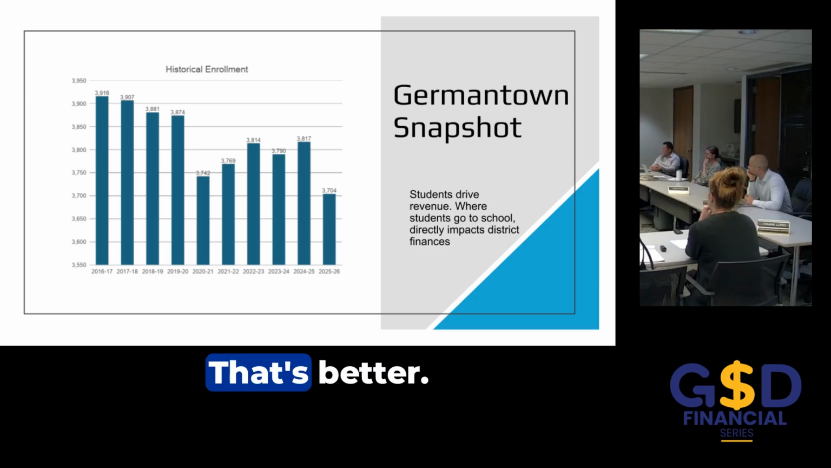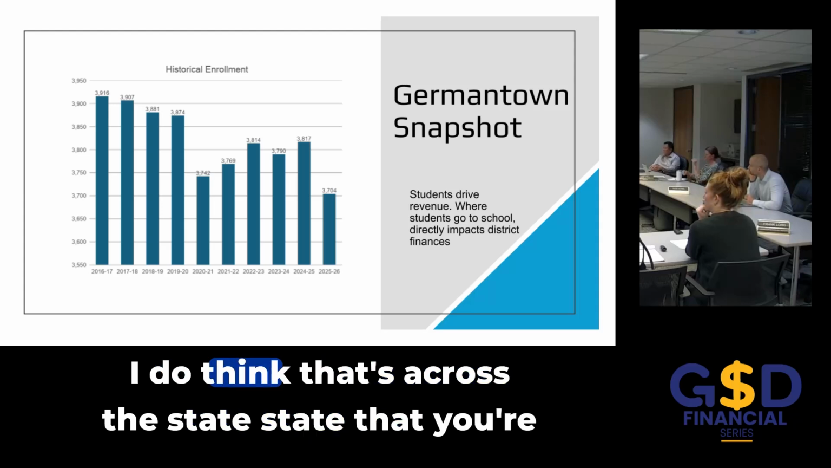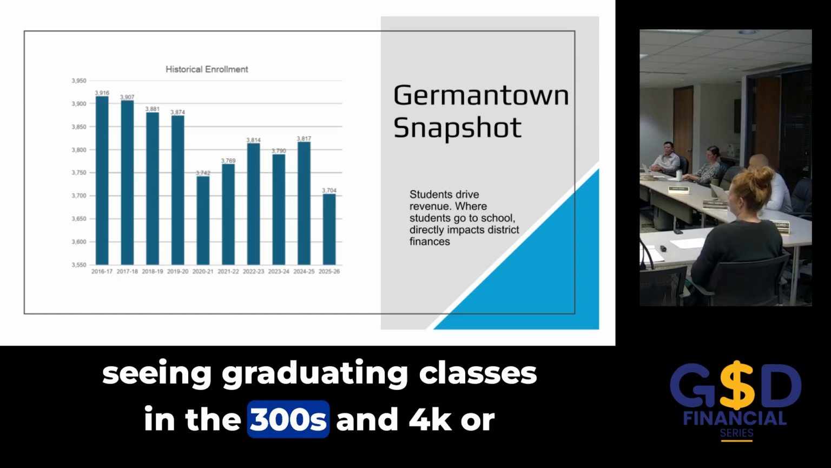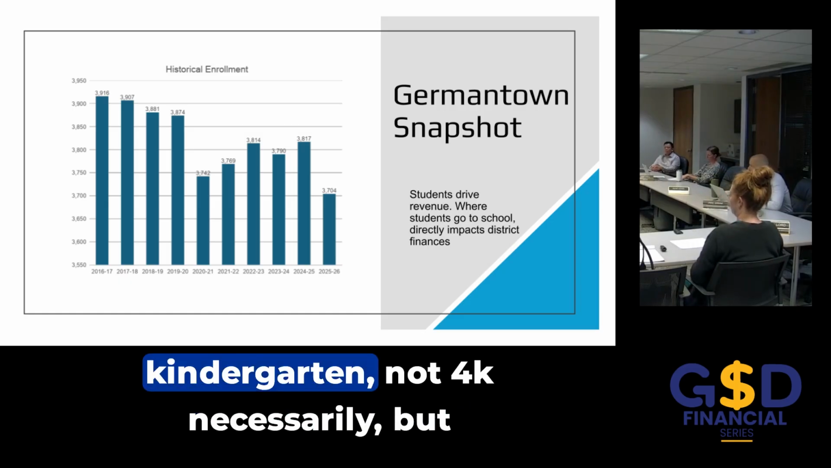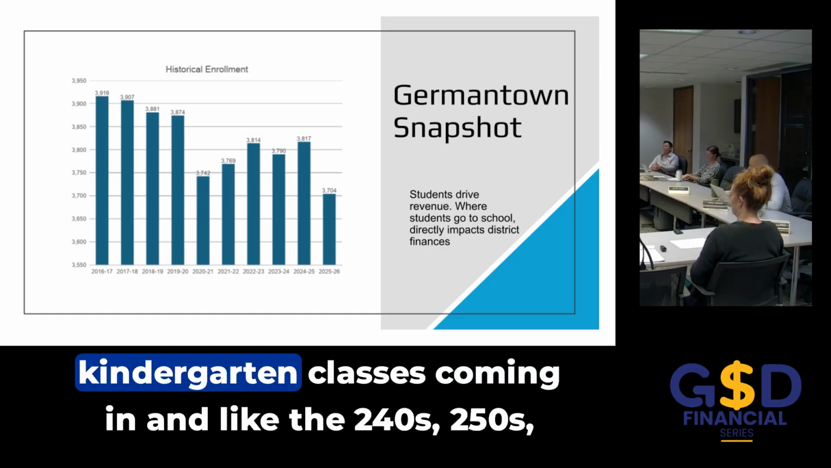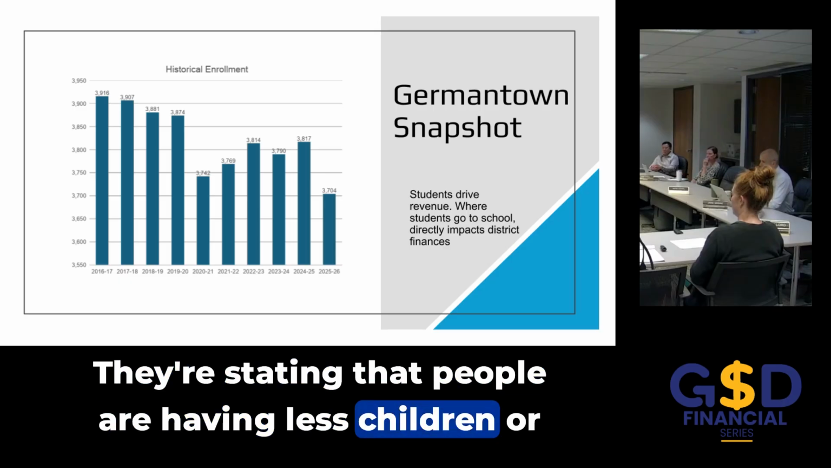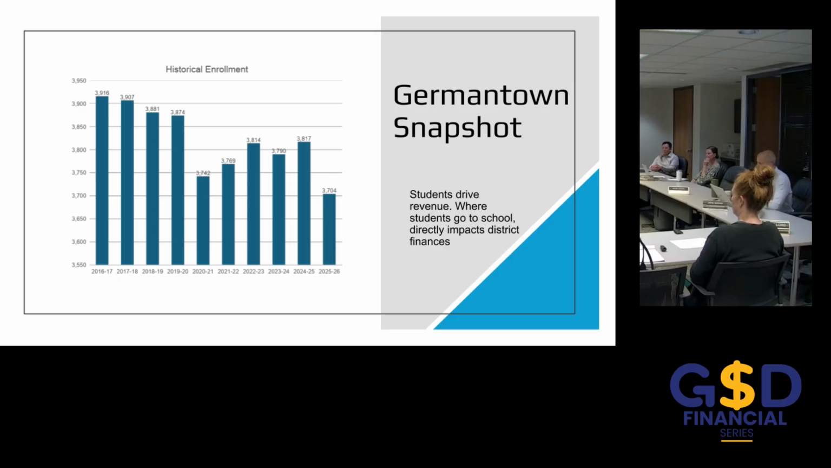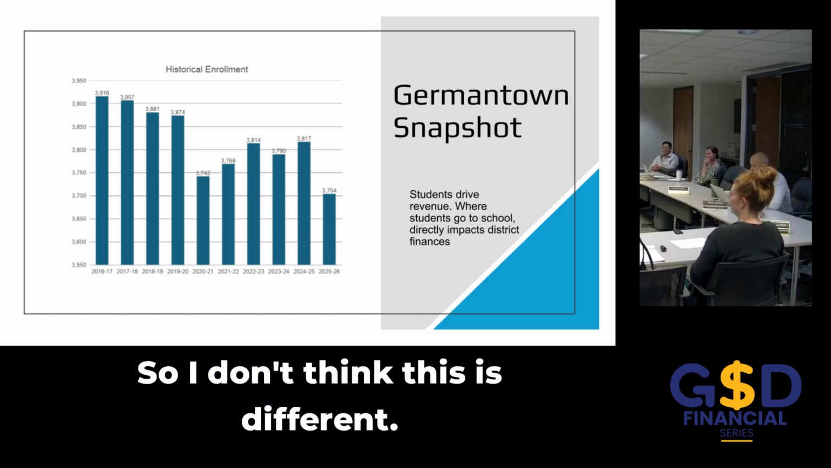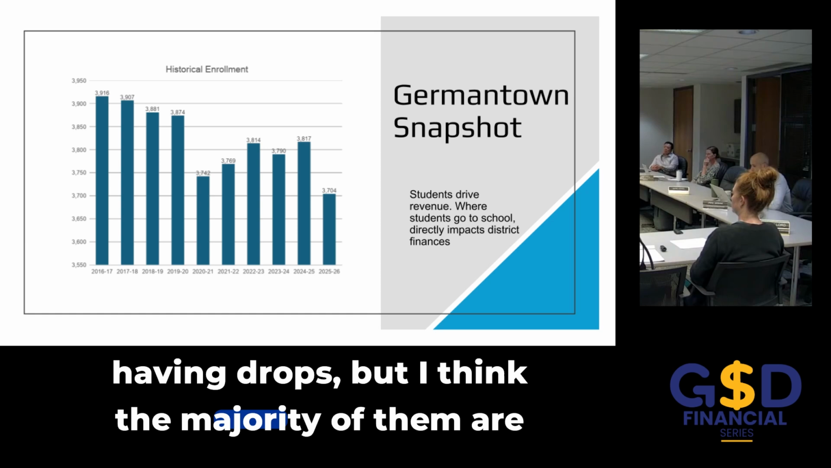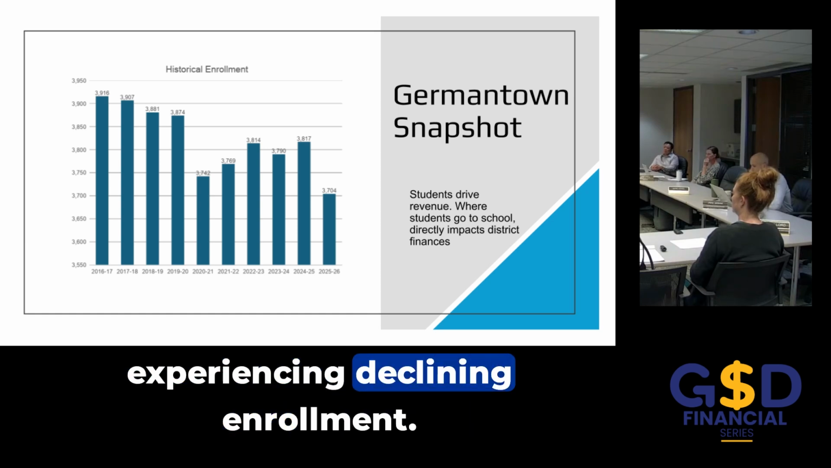Well, we do know we have larger graduating classes than we do incoming 4K, 5K classes. I think that's been a discussion of this board. I do think that's across the state, that you're seeing graduating classes in the 300s and kindergarten classes coming in like the 240s, 250, 256-ish ranges. They're stating that people are having fewer children, or having children when they're older. So I don't think this is different. I'm sure there are districts out there that aren't having drops, but I think the majority of them are experiencing declining enrollment.